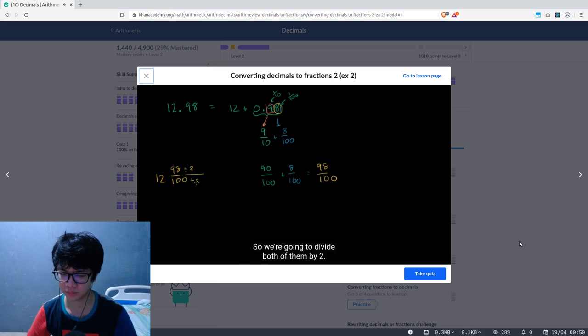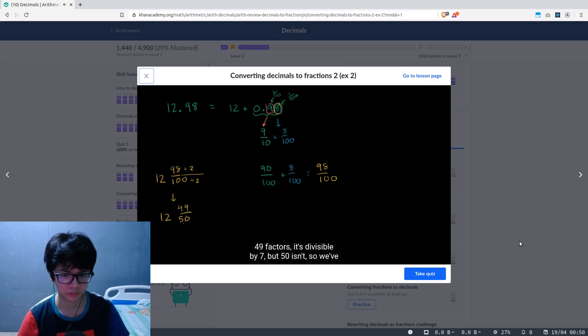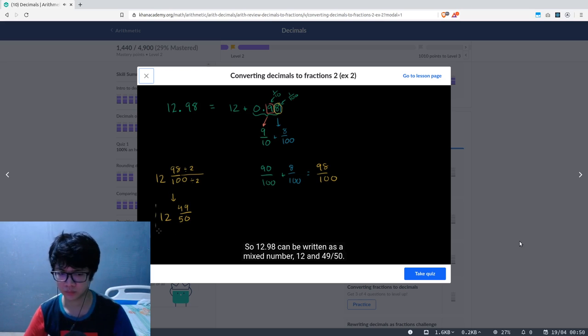So we divide both of them by 2. And so this is the same thing as 12, and 98 divided by 2 is 49. 100 divided by 2 is 50. And I think that's about as far as we can do. 49 is divisible by 7, but 50 isn't. So we've put it in lowest terms. So 12.98 can be written as a mixed number, 12 and 49 fiftieths.